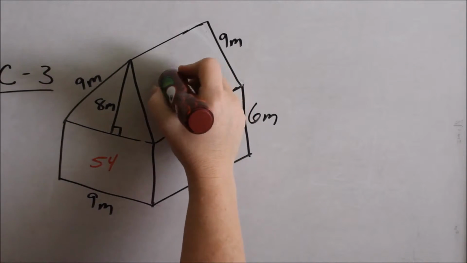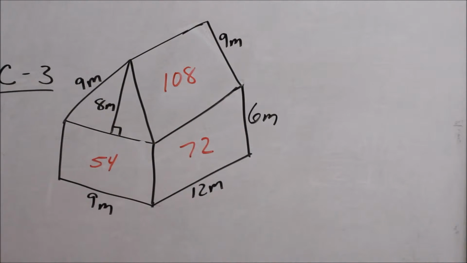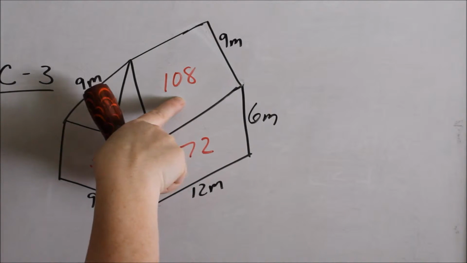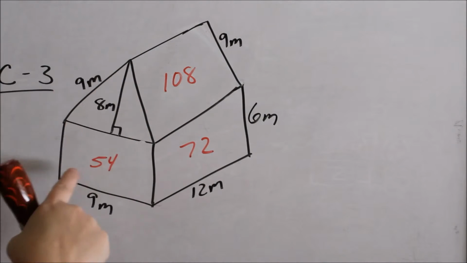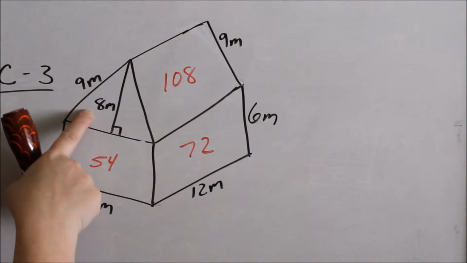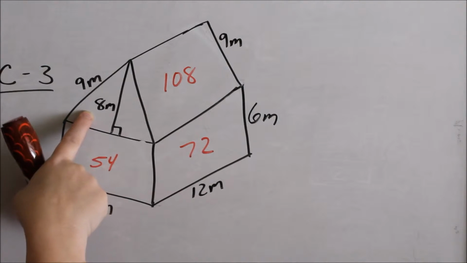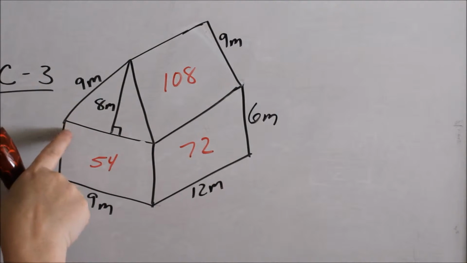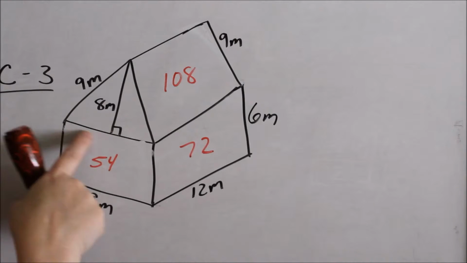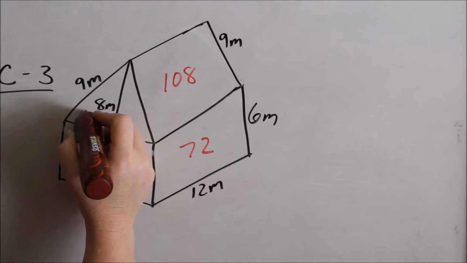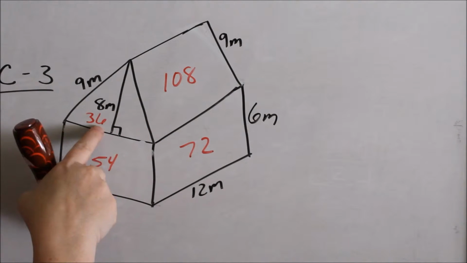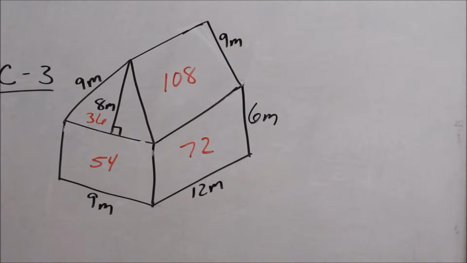Just double checking my math in my calculator. So that side of the roof is 108 and the other side is 108. Now we need the triangles of the roof. Don't forget we're doing area. The area of a triangle is base times height divided by 2. So this triangle, the base is 9, the height is 8, so that's 72, and then divided by 2, that's 36. So this triangle will be 36, that back triangle is 36.